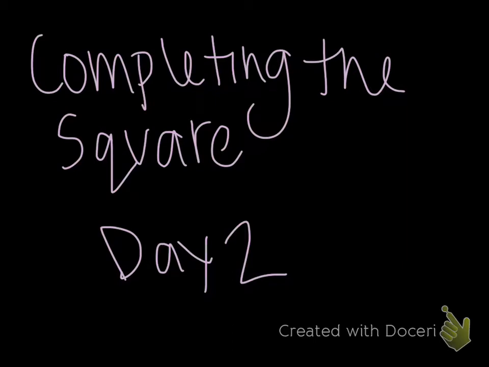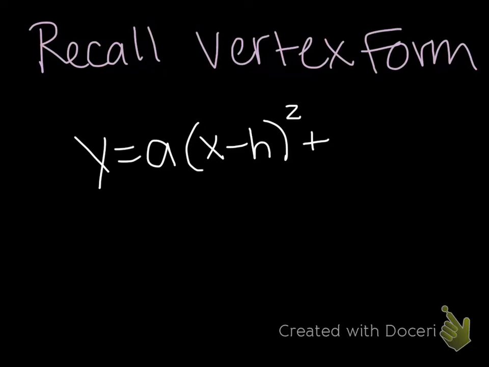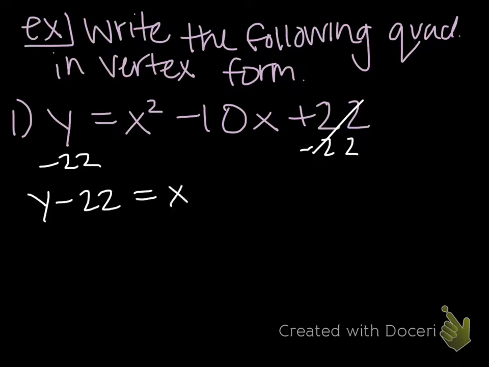So now we're going to talk about how else we can use completing the square. A recall for completing the square is that vertex form looks like this: y equals a times the quantity of x minus h, the quantity squared, plus k. So we're going to discuss how we can take equations that are in standard form and convert them to vertex form. The process is very similar. Again, I need to move the c value to the other side, so I will subtract the 22. You're going to notice that you see a y in the problem instead of a number over there. So y minus 22 equals x squared minus 10x.